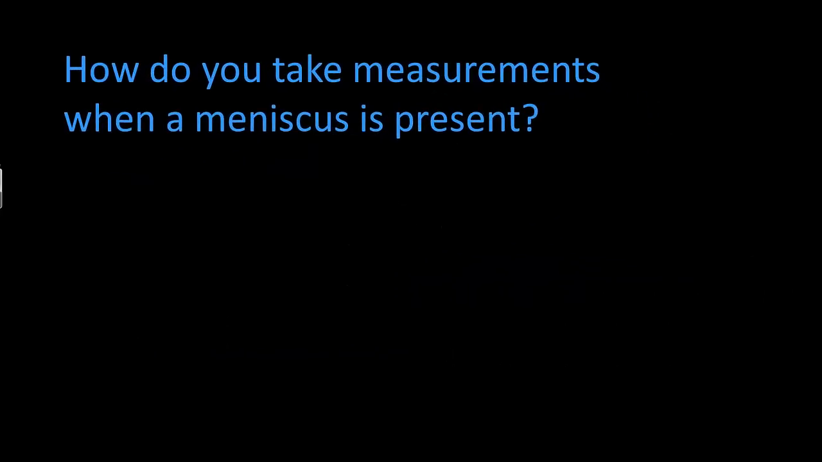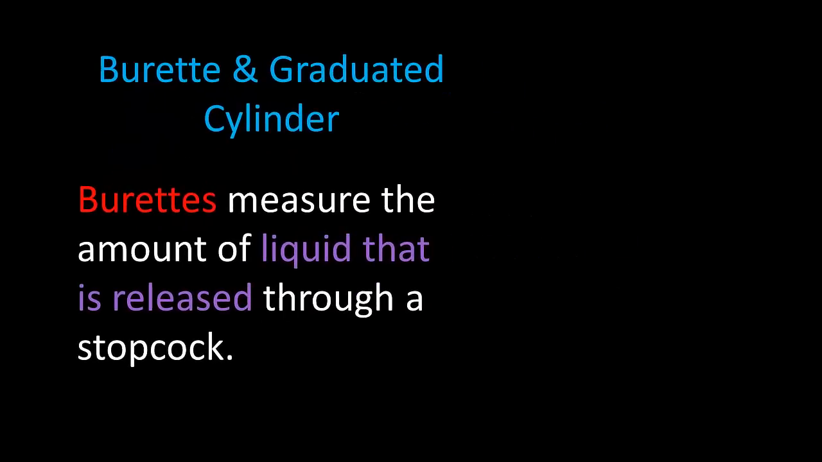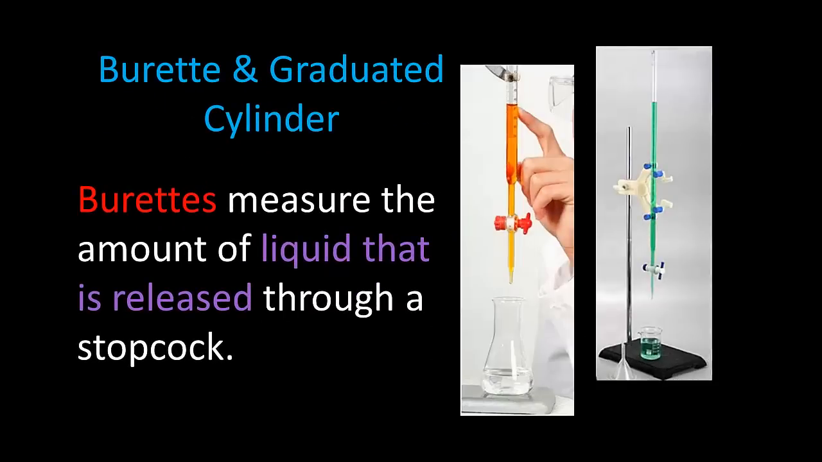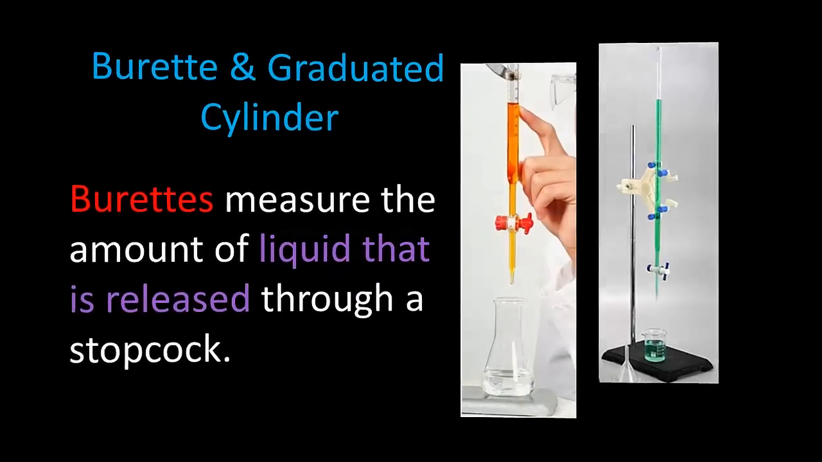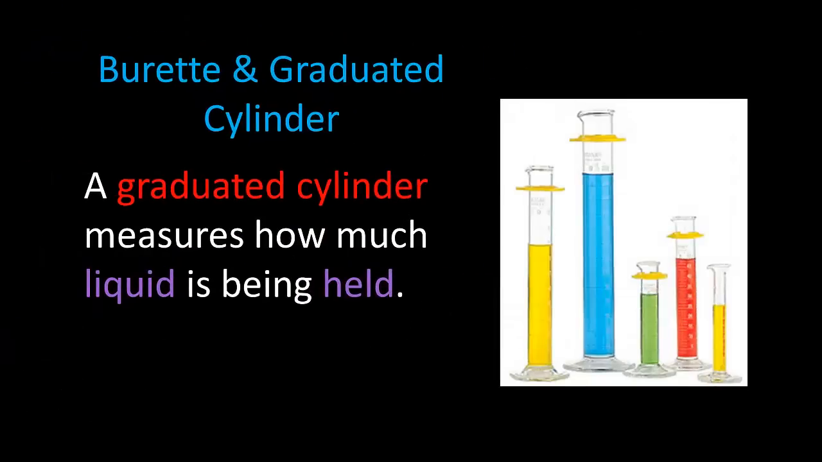How do you take measurements when a meniscus is present? You always take measurements from the bottom of the meniscus. Burettes measure the amount of liquid that is released. A graduated cylinder measures how much liquid is being held.